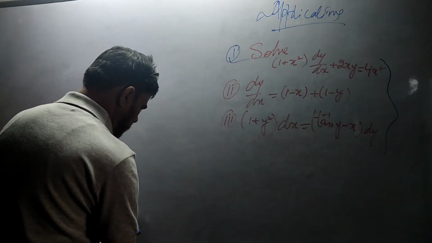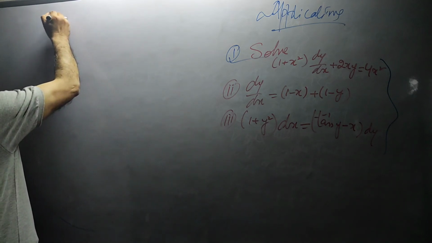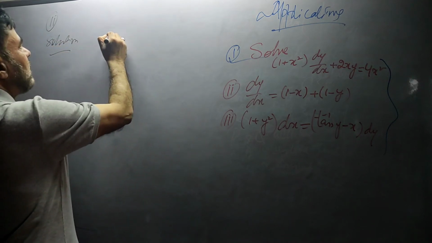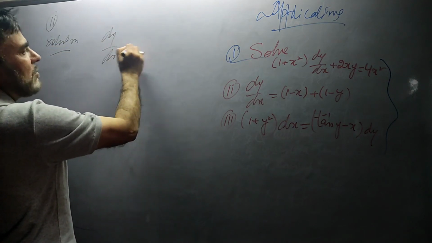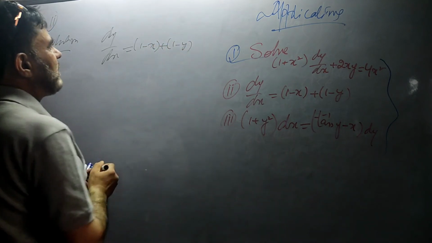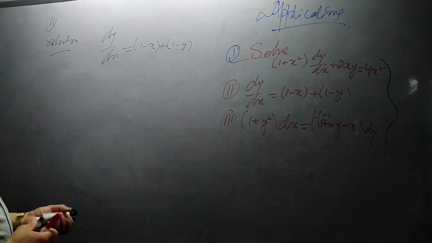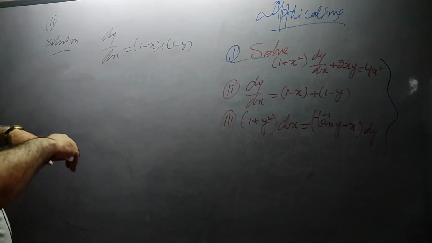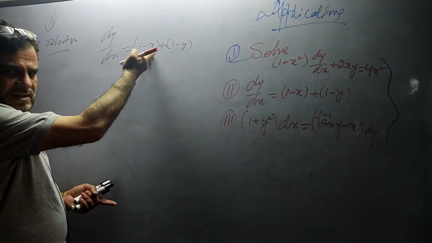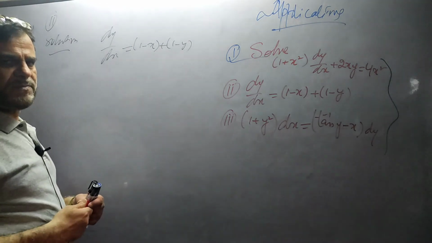Well, I will solve one more. Solve this second problem: dy by dx is equal to 1 minus x plus 1 minus y. Here I am observing that y is linear. Even x is also linear, but to write it in the form of dx by dy will make things complicated, because this will also get reciprocal. So I will write it in the form of dy by dx plus py form.